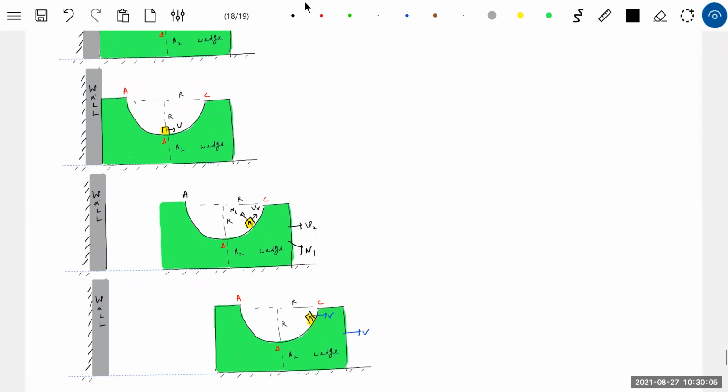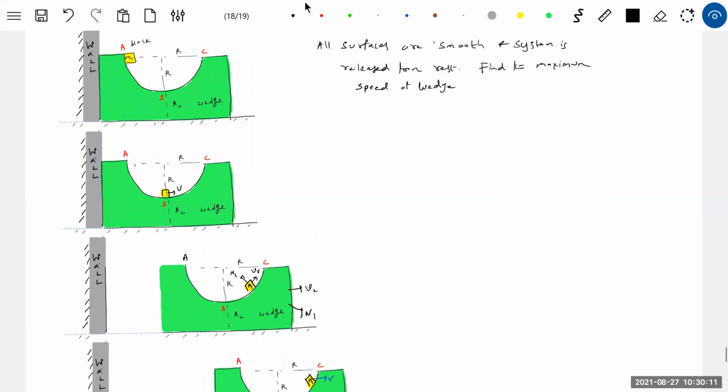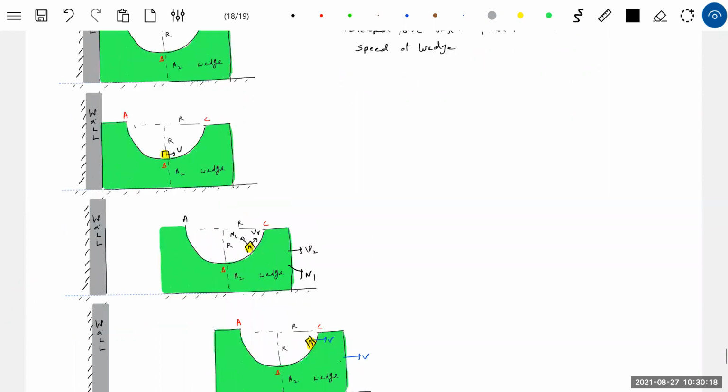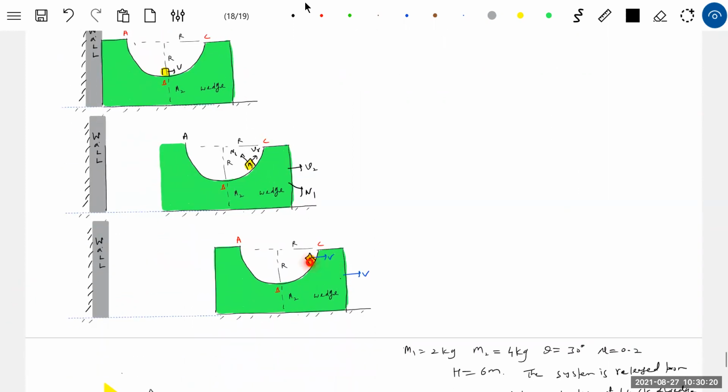from where this has come, the block has slid from here, no? So if you show this block here and compare with this, the additional kinetic energy of the wedge will become additional, which is not possible. So energy will not be conserved. Therefore the block M1 should not reach the point C.